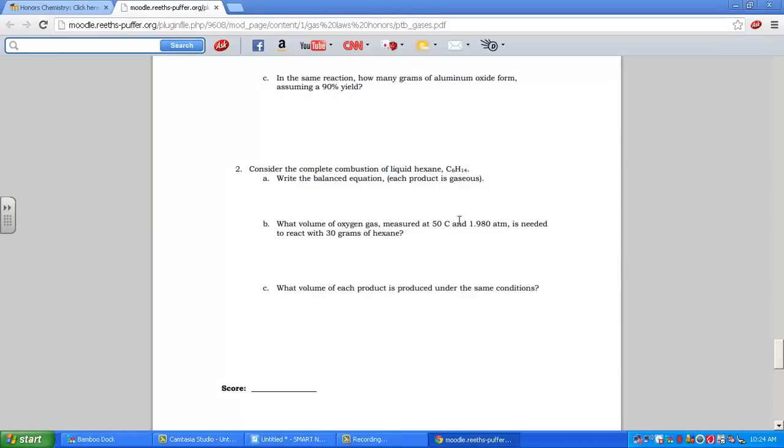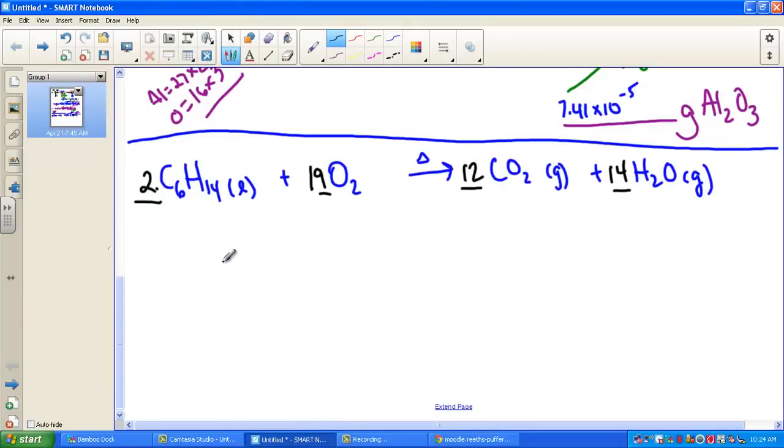What volume of oxygen gas, measured at 50 degrees Celsius, 1.98 atmospheres, is needed to react with 30 grams of hexane? So let's go back and tabulate what we're given and what we want to know. So tabulating. What is the volume of oxygen gas? There's my target variable. It's being measured at 50 Celsius, and the pressure is 1.98 atmospheres. And we're going to react 30 grams of our fuel called hexane.